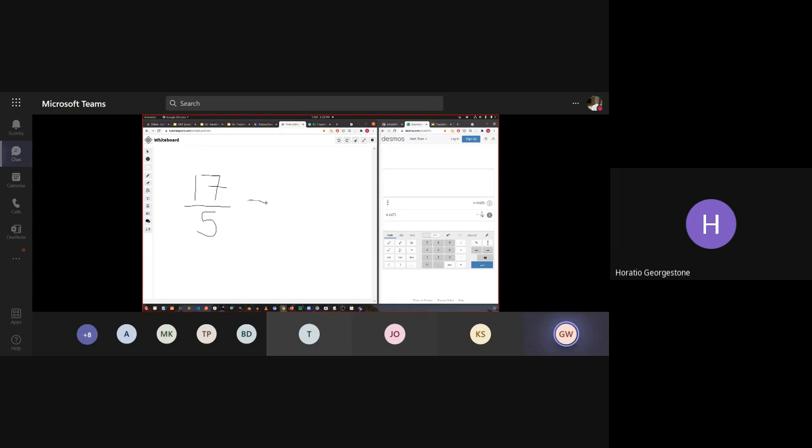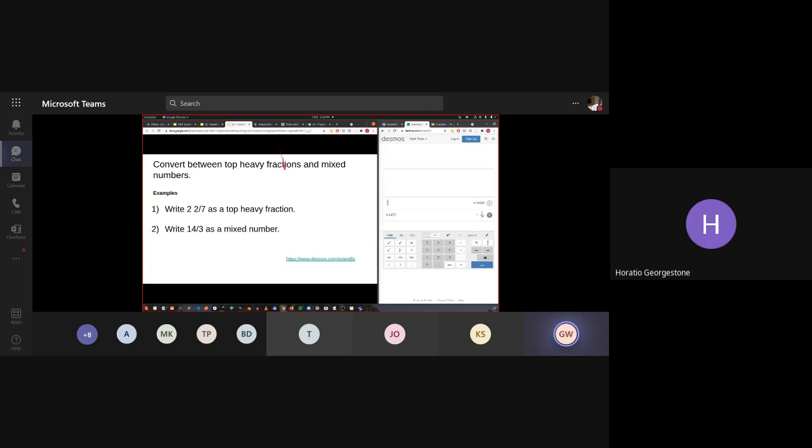Now we can also write this as a mixed number, and it happens that it is equal to 3 2/5. Now the reason for this is because 5/5 equals 1. And we've got 15/5, which is equal to 3. And then 2 more fifths. So that gives us 3 and 2/5. But you don't actually need to be able to do that because your calculator can do it for you.